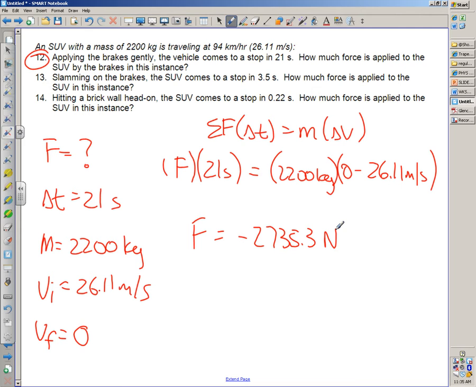If we take a look at number 13, 13 says that the SUV slams on the brakes and comes to a stop in 3.5 seconds. How much force is applied to the SUV in this instance? Still, in number 13, what are we looking for? Still looking for force. But now, it tells you what about the time? It's 3.5 seconds instead of 21 seconds.